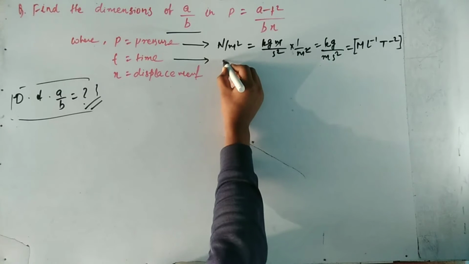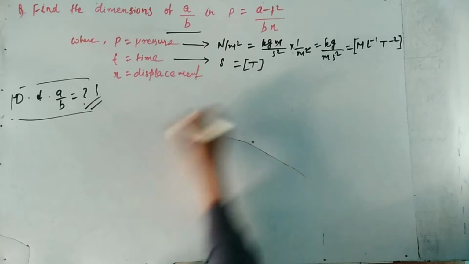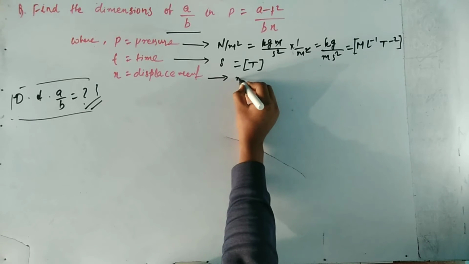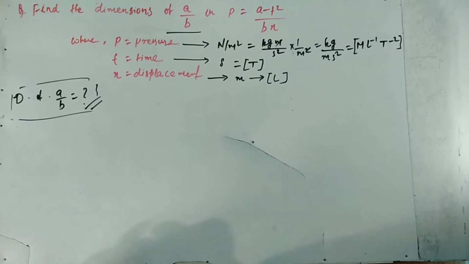Next, the dimension formula for time. The SI unit of time is second and its dimension formula is T. Next, displacement. Displacement is in meter and its dimension formula will be L.